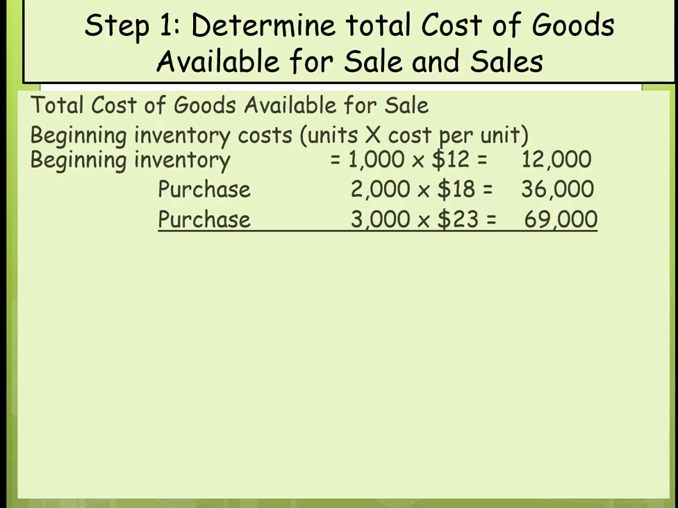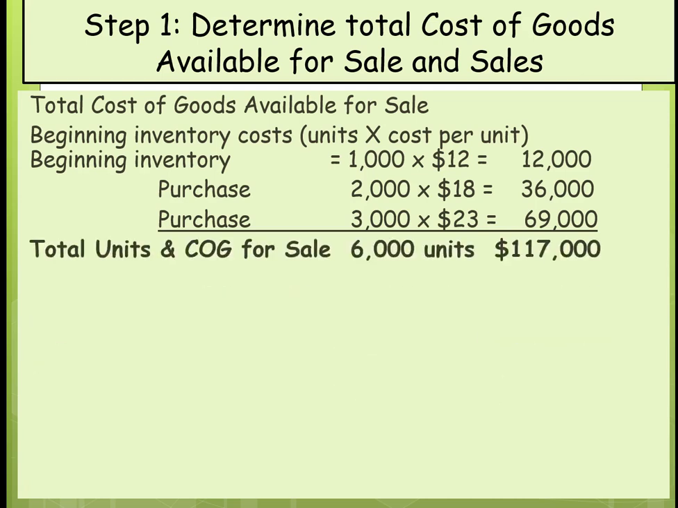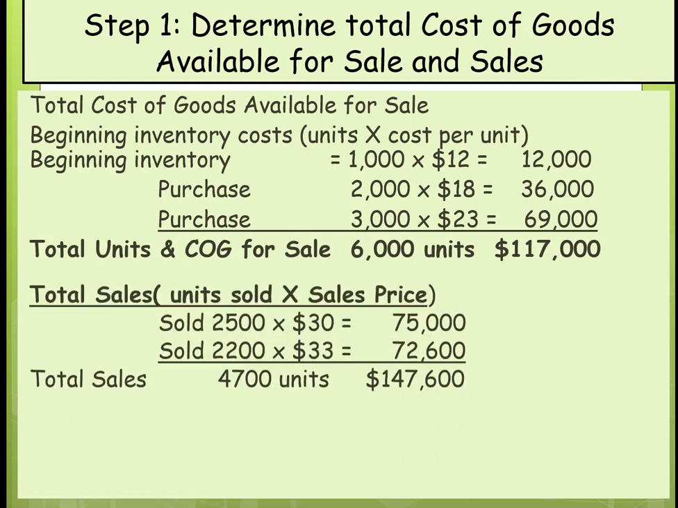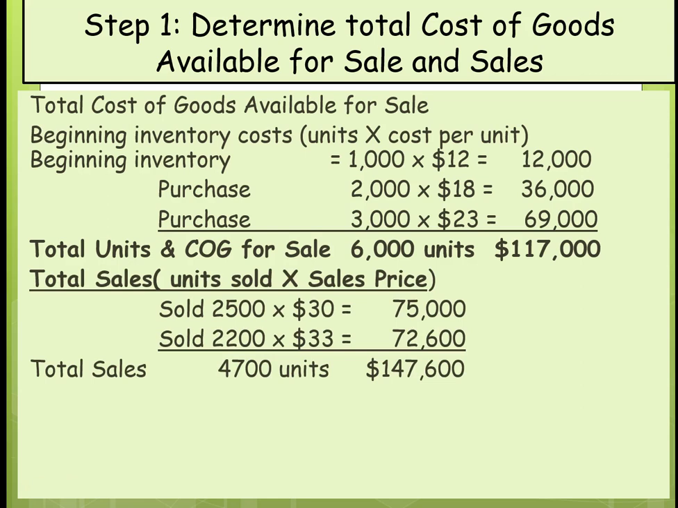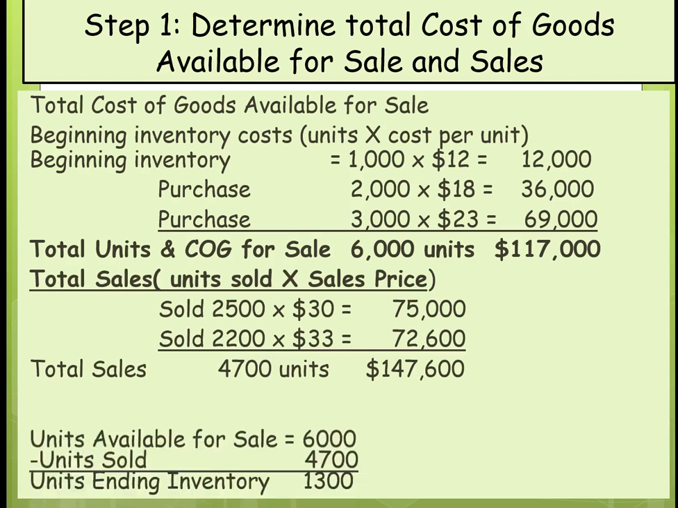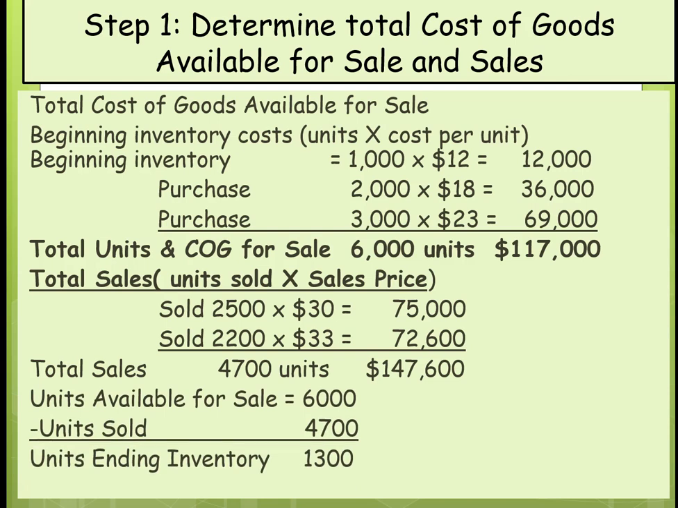Now, I'd like you to know, what you always want to do is determine your total cost of goods available for sale and units. Always do this first. Second, what we want to do is figure out sales if they want us to do gross profit. They don't always want that.